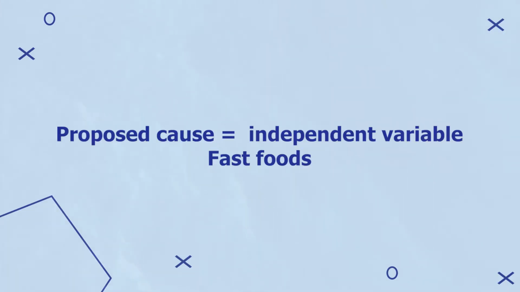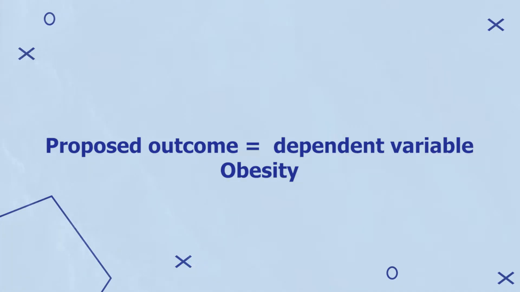The dependent variable is therefore an outcome. So, considering our example of hypothesis that the consumption of fast food causes obesity, the independent variable, which is the cause, is fast foods, while in contrast, the dependent variable, which is the outcome, is obesity.